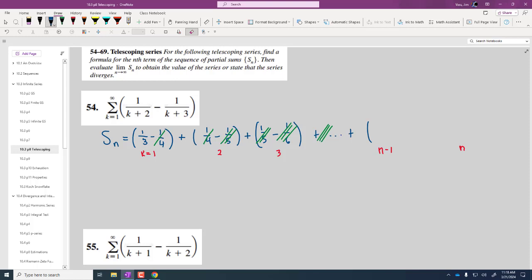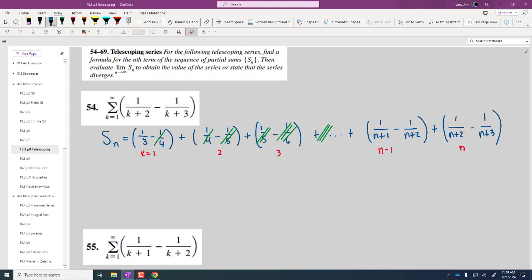Plugging in n minus 1 for k: n minus 1 plus 2, we end up with 1 over n plus 1, minus, n minus 1 plus 3, so we have n plus 2 in that denominator. And of course, when we plug in an n, it's pretty straightforward. We're just replacing the k with the n. So we've got that.